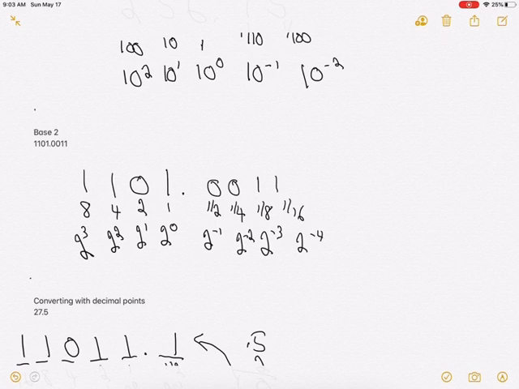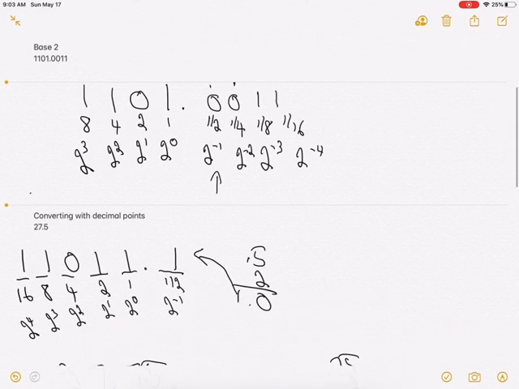Why is this column the 1/2 column? Because 2 to the negative 1 is equivalent to 1 over 2. Why is this column the 1/4 column? 2 to the negative 2 is the 1/4 column. 2 to the negative 3 is the 1/8 column, and 2 to the negative 4 is the 1/16 column. Notice the superscripts: 3, 2, 1, 0, negative 1, negative 2, negative 3, negative 4. So keep that in mind as we move through this.